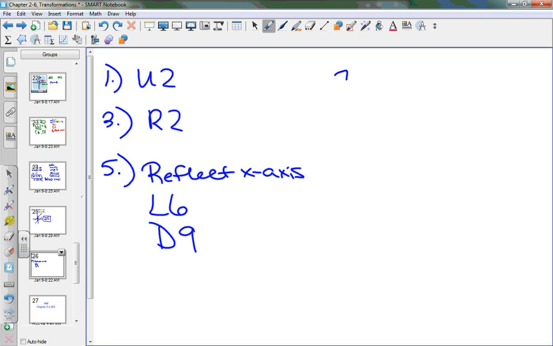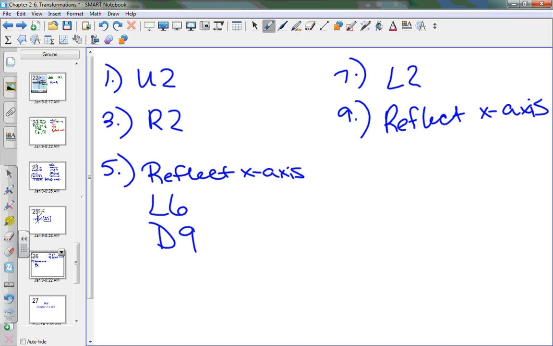Number 7. Compare the graph of the function with the graph of f of x equals absolute value of x. So what does this do? Left 2. Number 9. What's happening here? Reflect over the x-axis, because it's out front, and then compress by a half. Do you understand that?